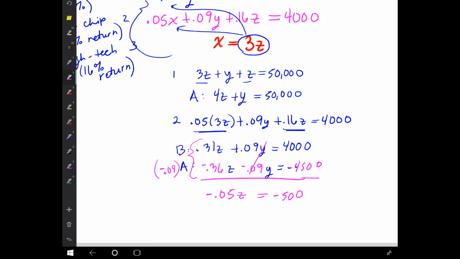And divide that, and I get that Z is equal to $10,000. So the amount of money I'm investing in the 16% return is $10,000.